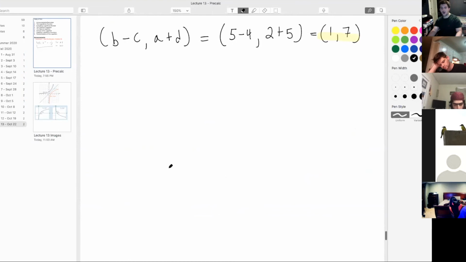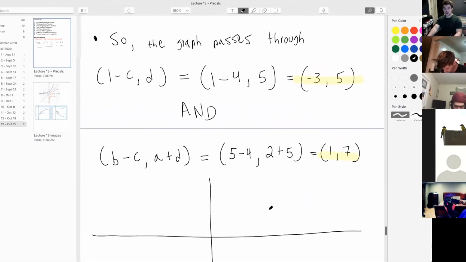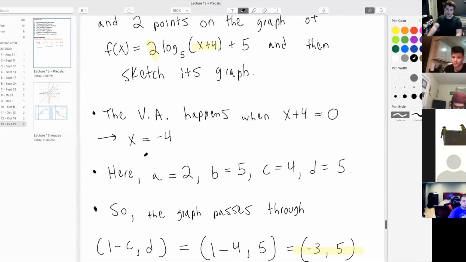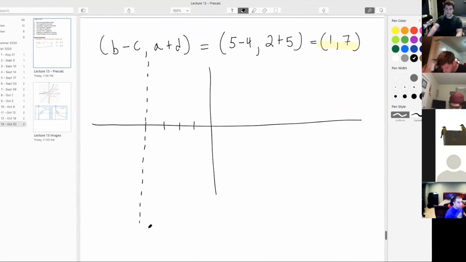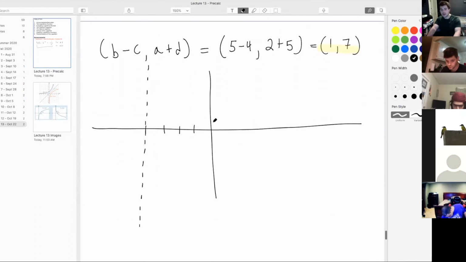Very good. So now we just take all of our data and we just put it on a graph. Okay, so firstly, I like to put the vertical asymptote on with a dotted vertical line. So at x equals negative 4, I'm just going to put a dotted line. So negative 1, negative 2, negative 3, negative 4. So that's the asymptote at x equals minus 4. Next, I just like to plot my points, negative 3, 5, and 1, comma 7.